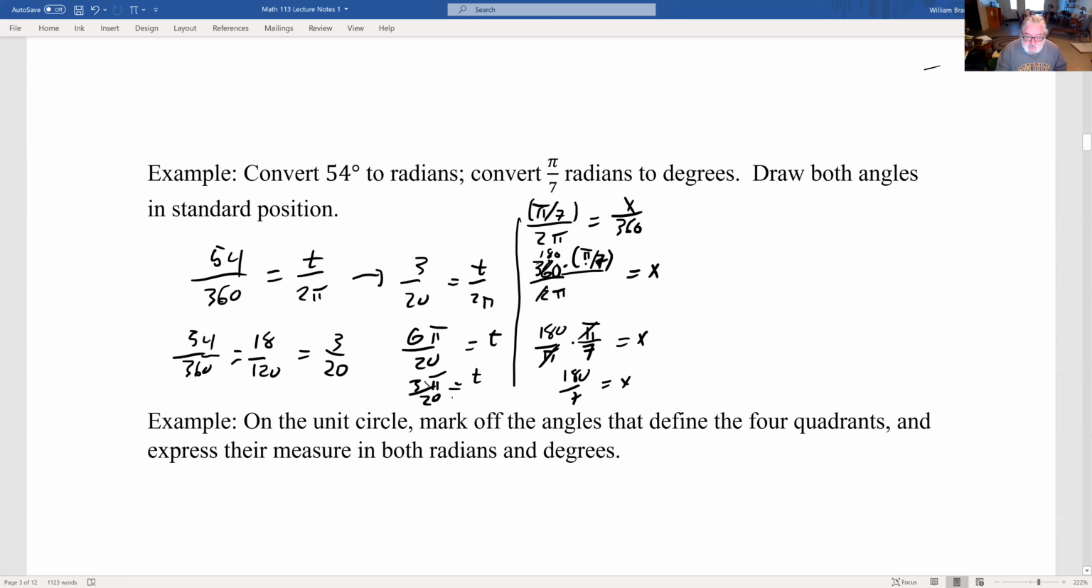25.72 degrees, actually. So drawing both angles in standard position. Where are these things? Well, 54 degrees, that's less than 90 degrees. 90 degrees is this angle. So 54 degrees would be about here.